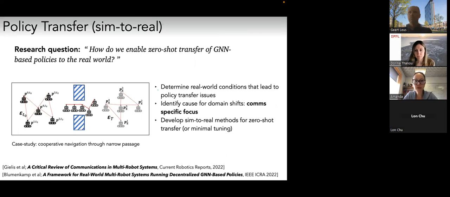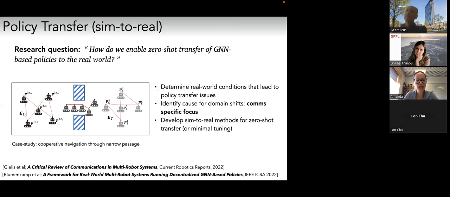And what we want to do is determine the real-world conditions that might lead to issues. We want to identify the causes for these issues, and hence be able to develop solutions that we can then implement as part of our methodology in order to enable a smooth transfer of our policies. And we came up with a scenario, which I like to call a make or break scenario, because it will break if it doesn't work, and it'll succeed if the policies are robust enough.